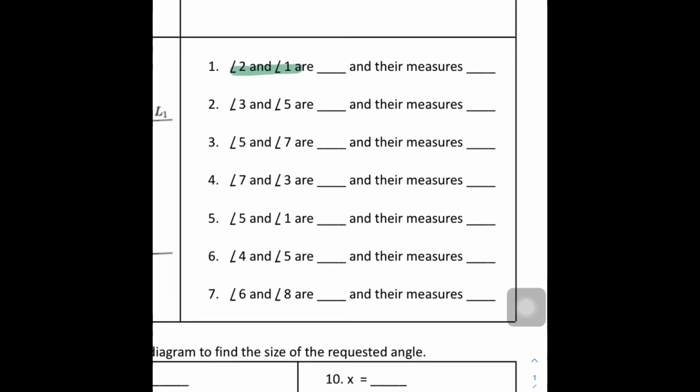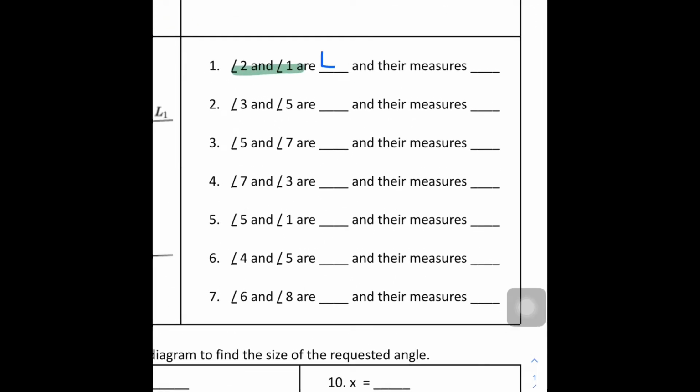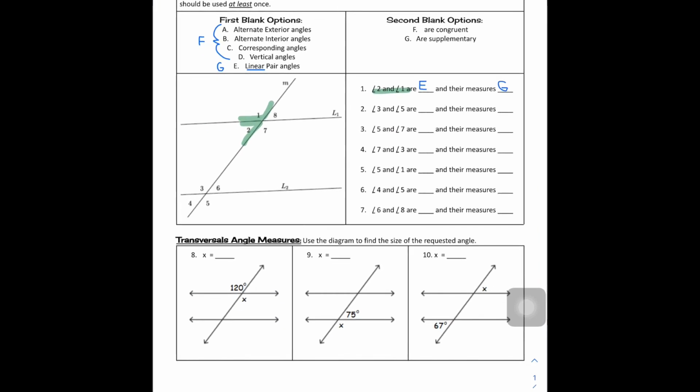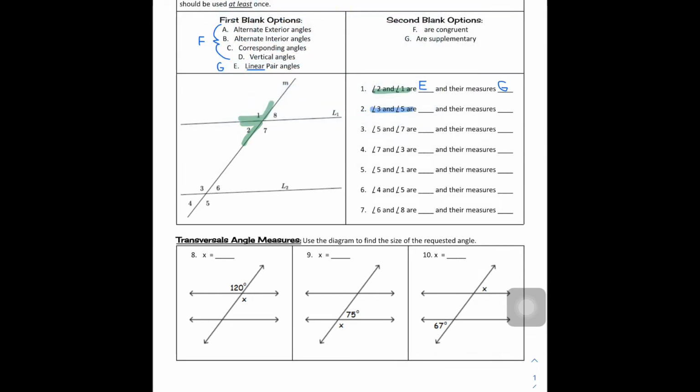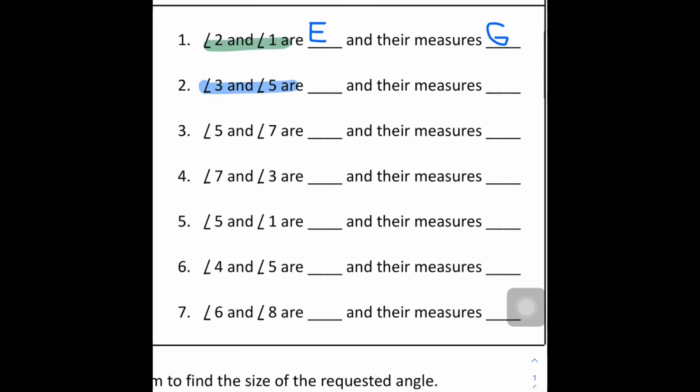All right, first I'm going to look at angles 1 and 2. Angle 1, angle 2. That makes a straight line. So it is E, and then like I mentioned earlier already, the other answer next to E will be G. Next, we'll take a look at 3 and 5. Angle 3, angle 5. From that, they make a vertical angle. So that would be D and then F.